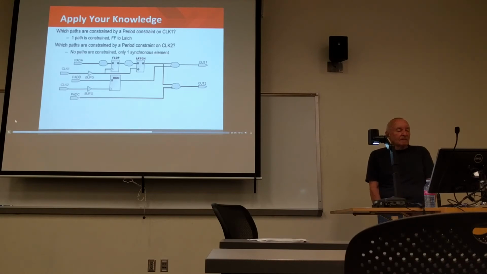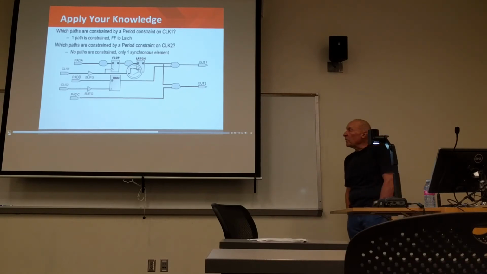In this case, the period constraint will cover 1 path, from the flip-flop to the latch. The second clock, clock 2, has only 1 synchronous element, so a period constraint on this clock would not actually constrain any paths. This is again because the tools do not have a path from a source to a destination synchronous element. Okay, does everybody see why there's a constraint on clock 1 but not on clock 2?